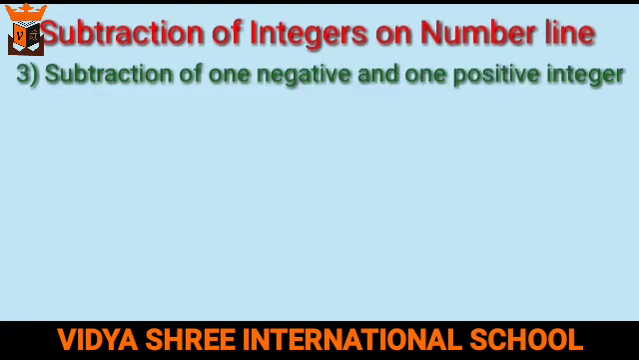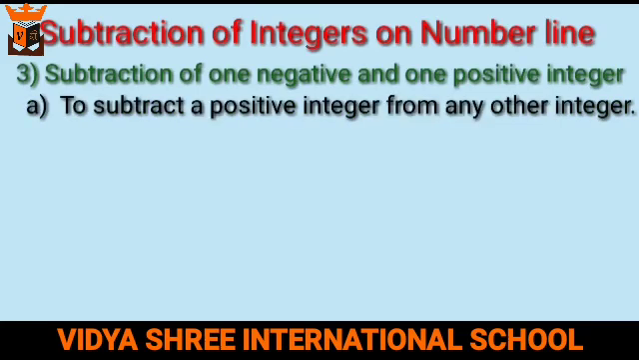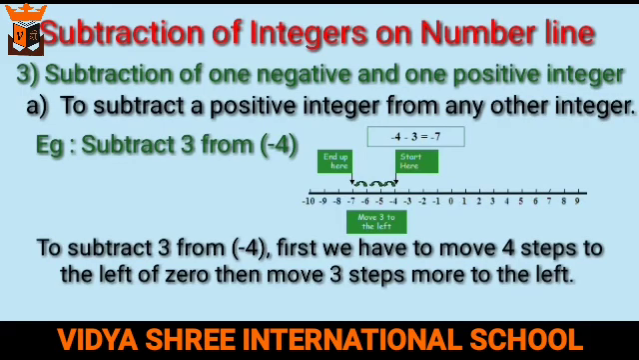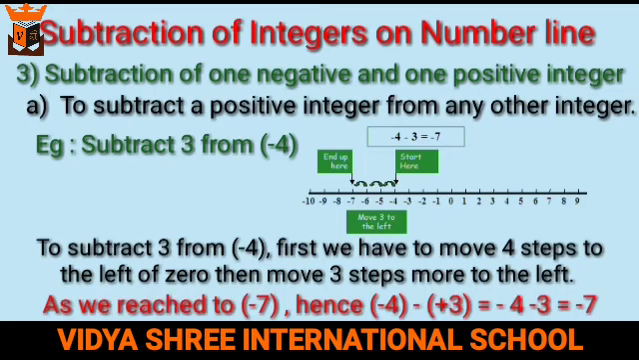In the third case, let us do the subtraction of one negative and one positive integer. To subtract a positive integer from any other integer, let us take an example. Subtract 3 from minus 4. To subtract 3 from minus 4, first we have to move 4 steps to the left of 0, then move 3 steps more to the left. As we reach minus 7, minus 4 minus 3 equals minus 7.